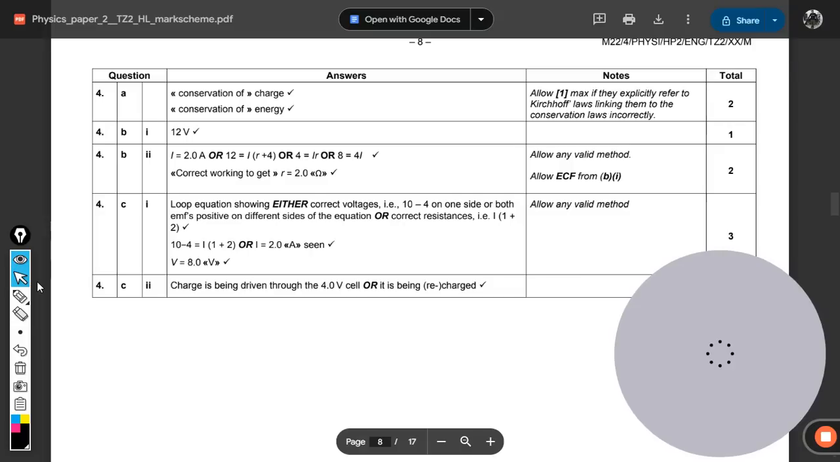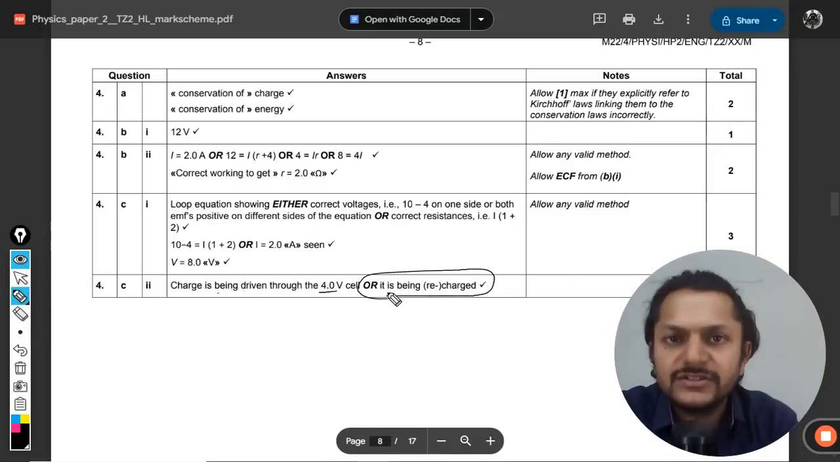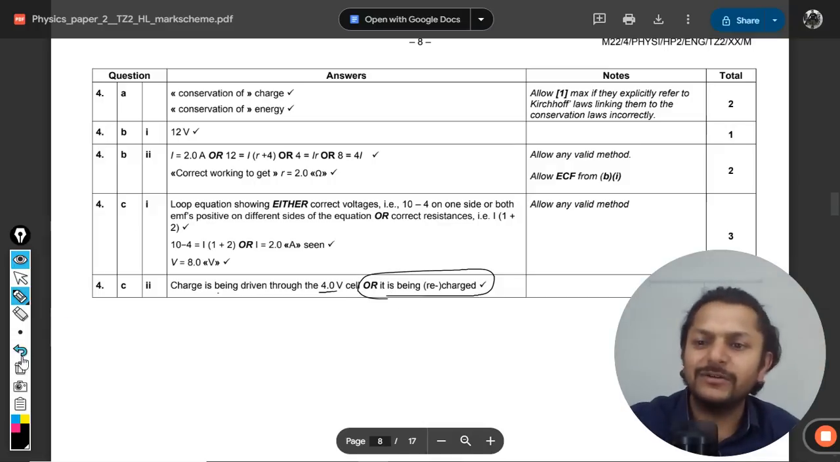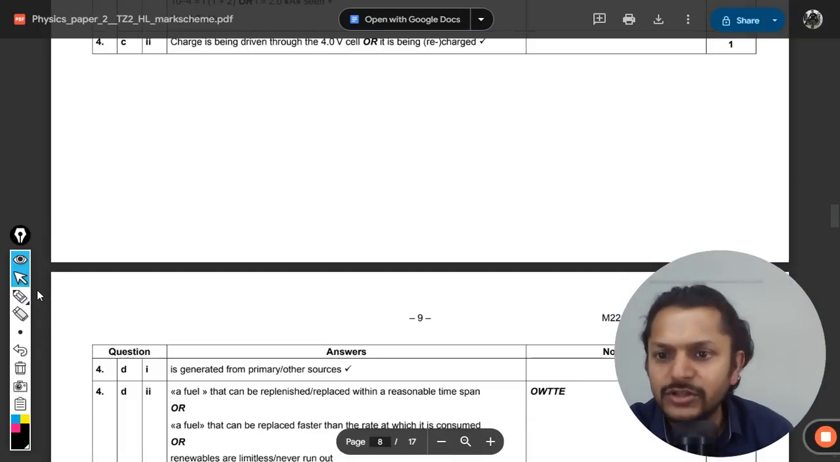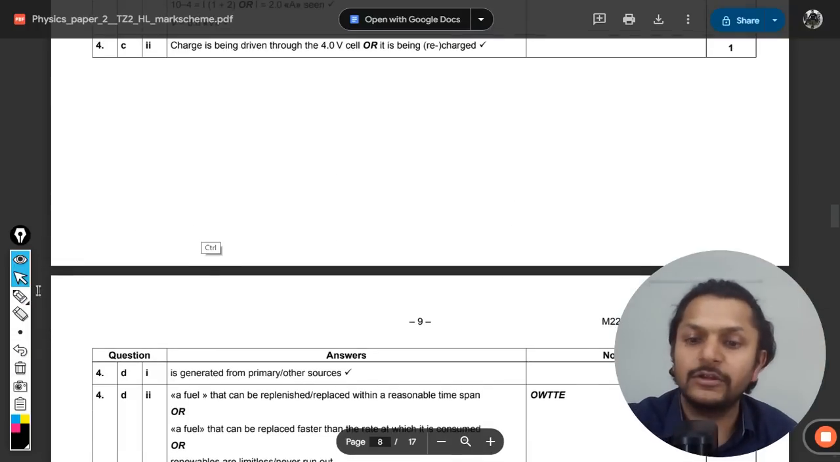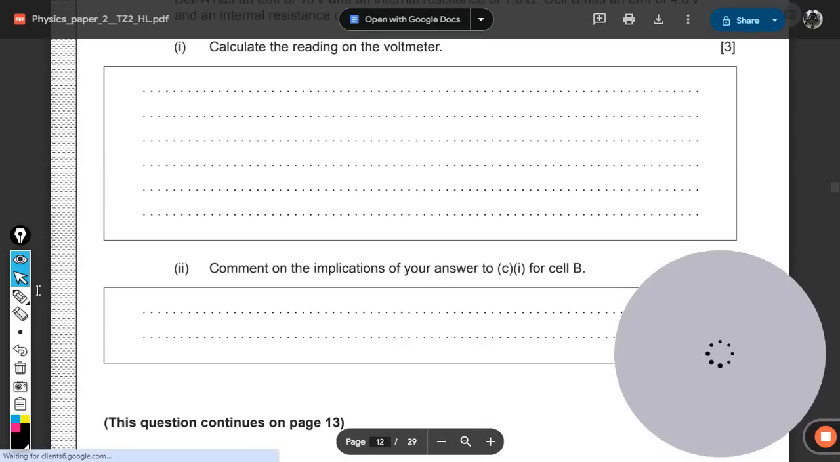Let's see what is given in the mark scheme. Charge is being driven through the 4 volt, hence it is being recharged. And that is what I said. Let us go to the next question. Oh, 4D is also there. Okay.